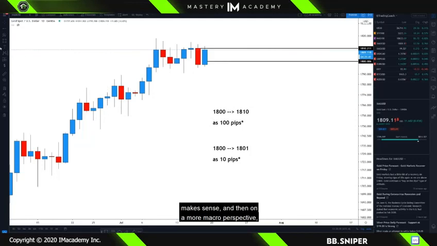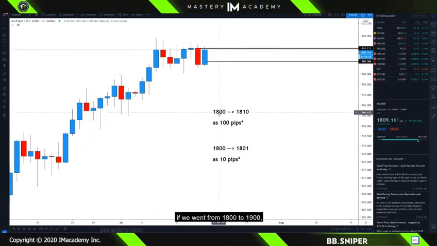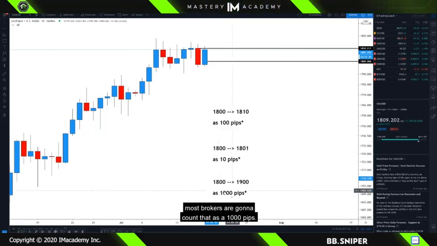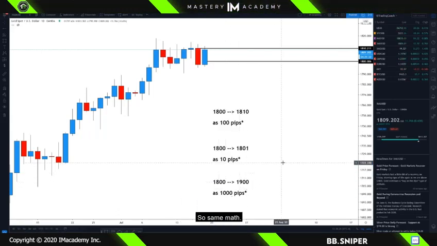Make sense? And then on a more macro perspective, if we went from 1800 to 1900, most brokers are going to count that as 1,000 pips. So same math when you convert the pip movement into potential profit or loss.